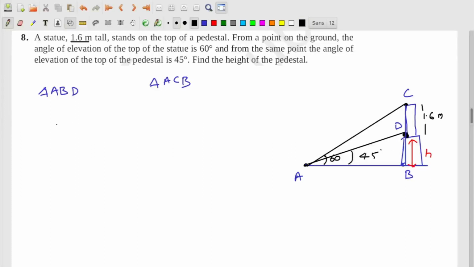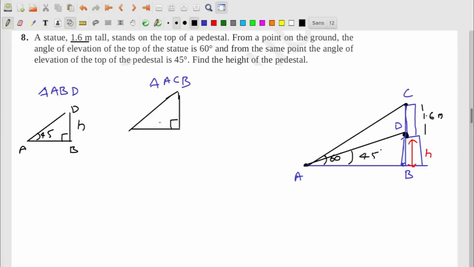If you want, you can just draw these 2 triangles here, ABD and then ACB, and then put the available data on these 2 triangles. So in ABD, the angle is 45 degrees, and we need to find this DB. AB is not given and AD is also not given, just this angle 45 degrees is given.